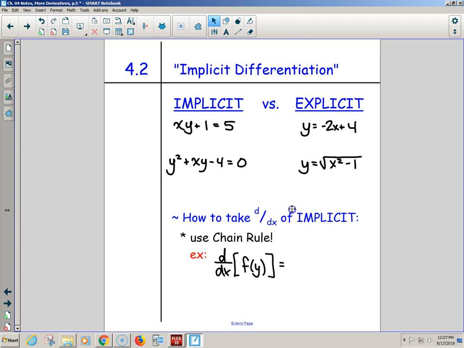I alluded to implicit differentiation yesterday. Did you guys catch it? I was referring to the nasty examples of implicit differentiation that you guys like to miss.